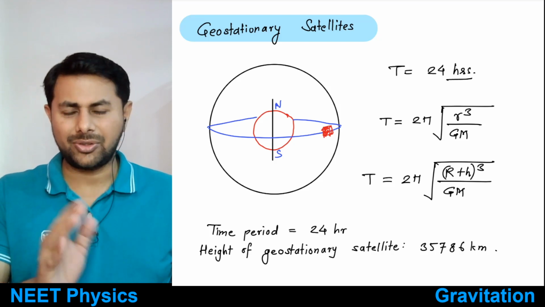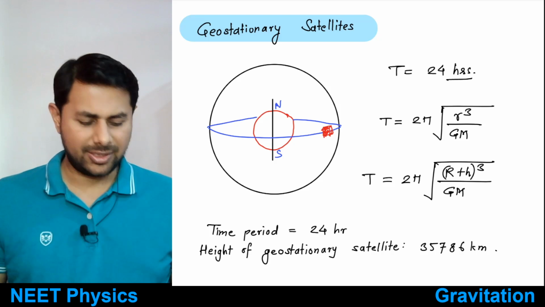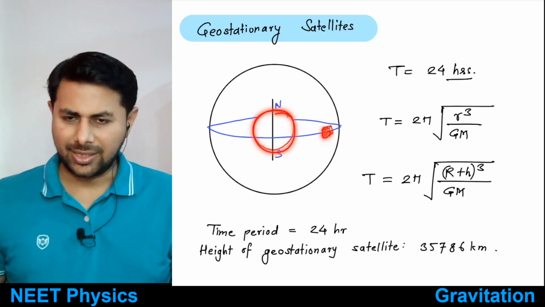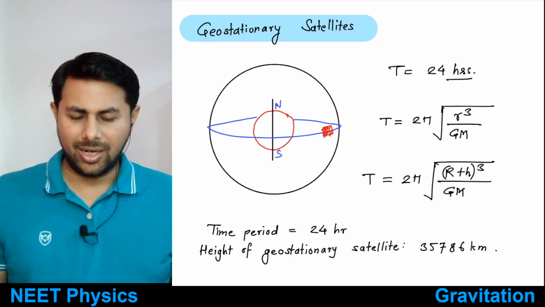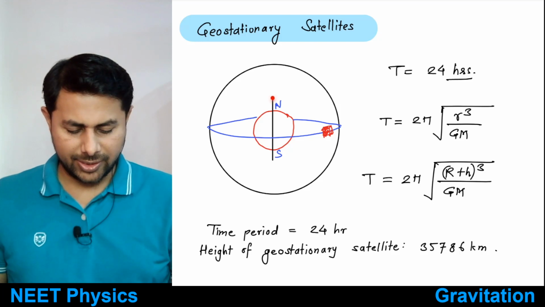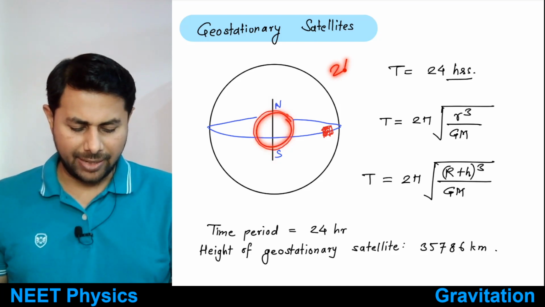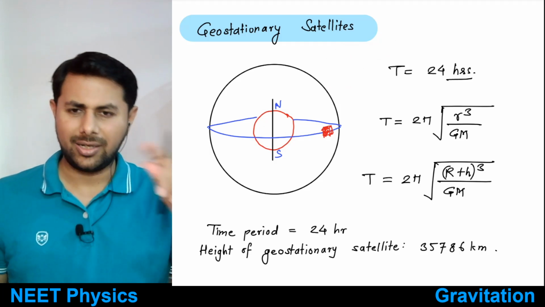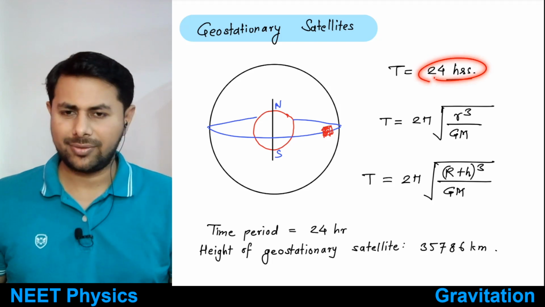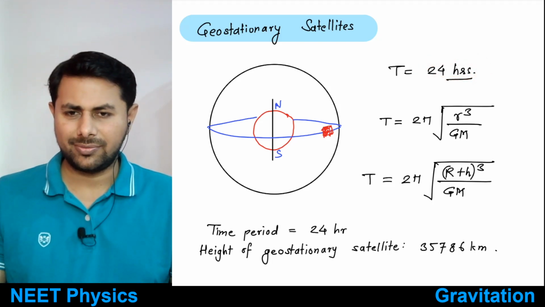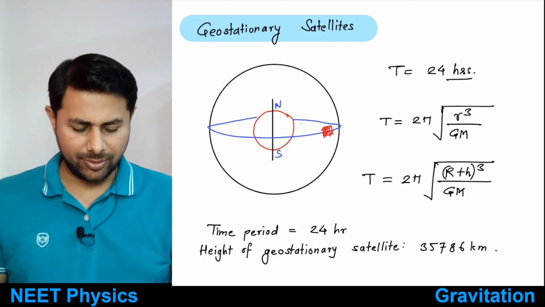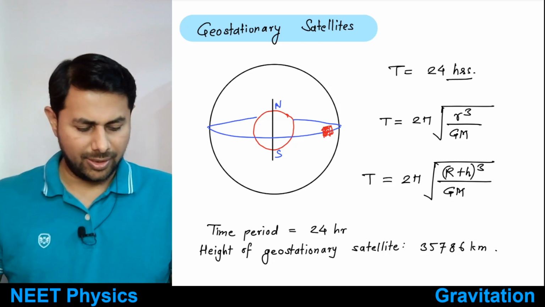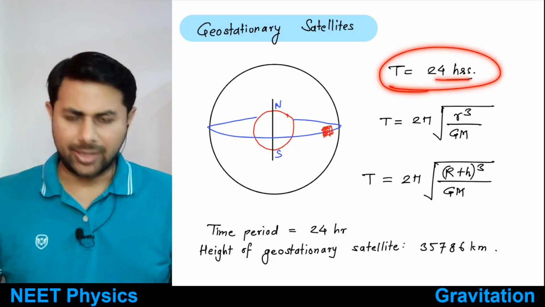If the position of a satellite does not change with respect to any point on Earth, then that satellite is known as a geostationary satellite. So a geostationary satellite is a satellite whose position does not change with respect to Earth. What does that mean? If Earth rotates about this north-south axis with a time period of 24 hours, then the satellite must also revolve with a time period of 24 hours only. Then only it will remain stationary with respect to any point on Earth. So its time period must be equal to 24 hours. That's it.